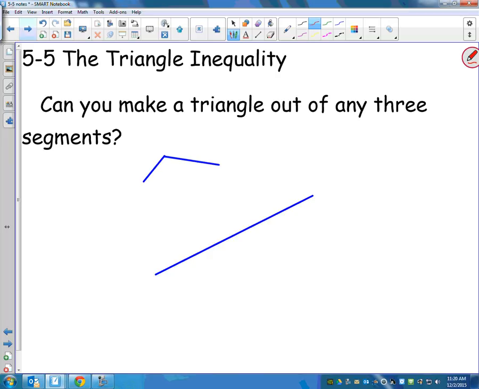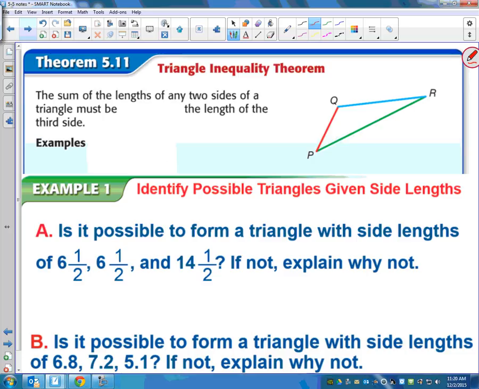So this leads us to the triangle inequality theorem that says the sum of the lengths of any two sides of a triangle must be greater than the length of the third side. So you could write three inequalities for each triangle. If I was talking about PQ and QR, to make a triangle, PQ plus QR has to add up to more than what PR is. So there's just three things.